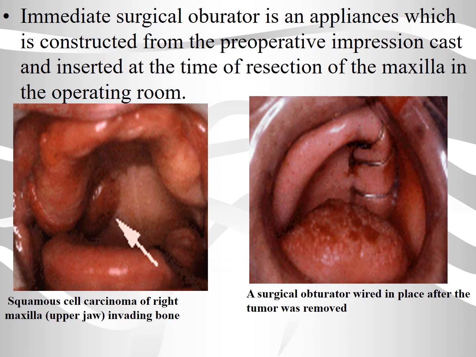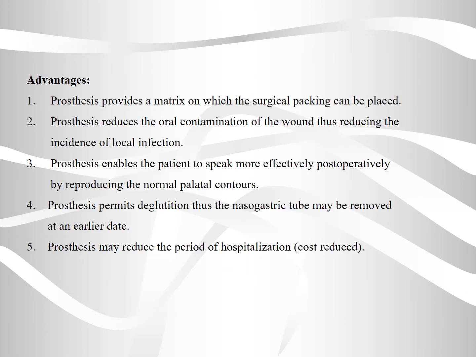So as you can appreciate in the left photo, squamous cell carcinoma on the right maxillary bone is there. Then on the right photo, you can see a surgical obturator wired in place after the tumor was removed.